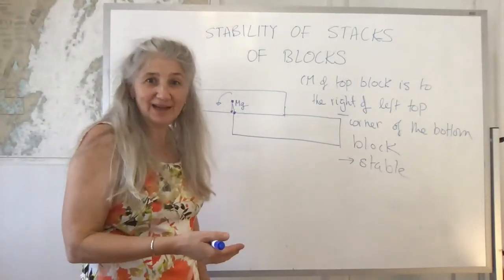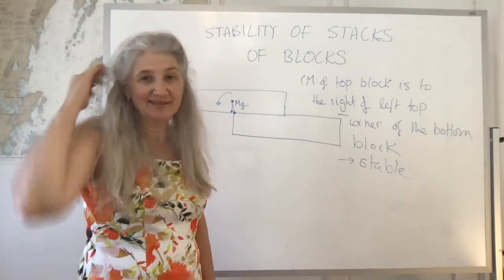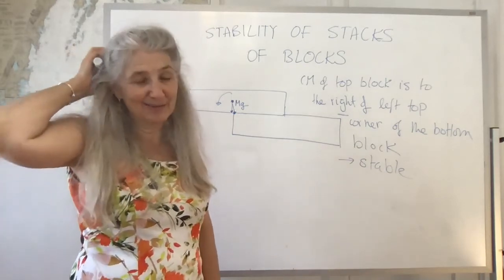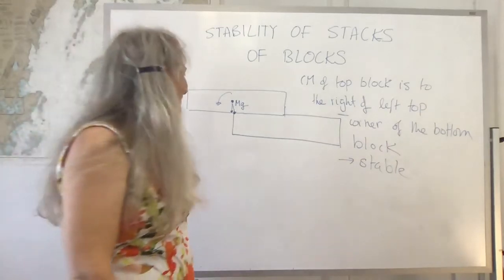So this is a torque balance condition. You can't have a net torque on the block. If there's a torque on the block, then it starts to rotate, and then it falls over.